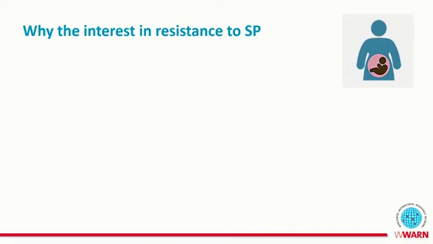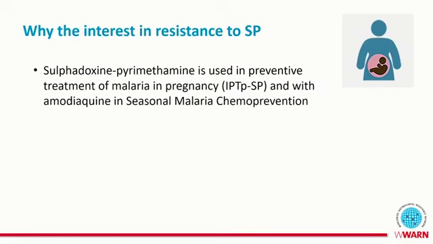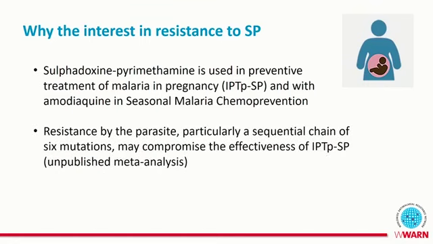Well, as you'll know, hopefully it's not used anywhere anymore for the treatment of malaria. But it is used in prevention strategies, such as IPTp in pregnant women, and in combination with amodiaquine for SMC in parts of West Africa. And the reason why we care about whether there's resistance to it is because I think there's growing and convincing evidence that the prevalence of the particular markers, these mutations associated with resistance, compromises the effectiveness of IPTp.